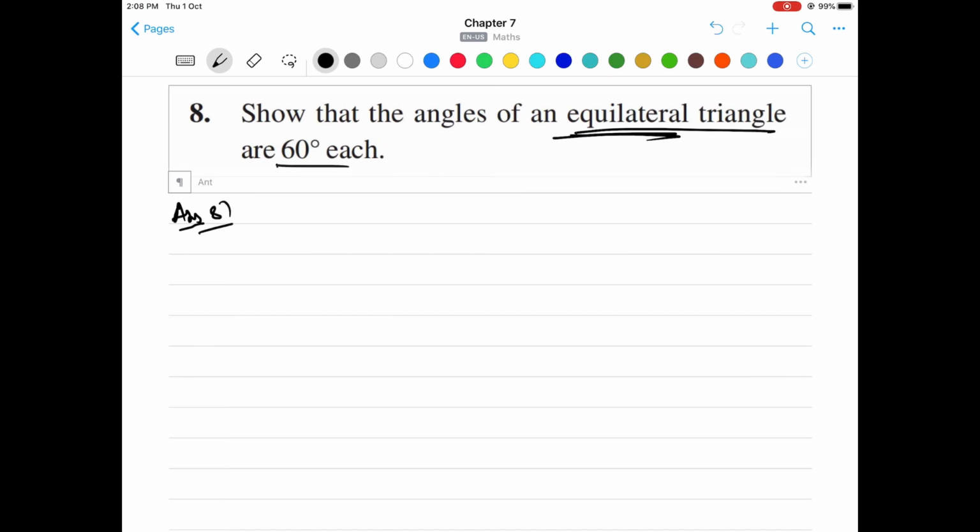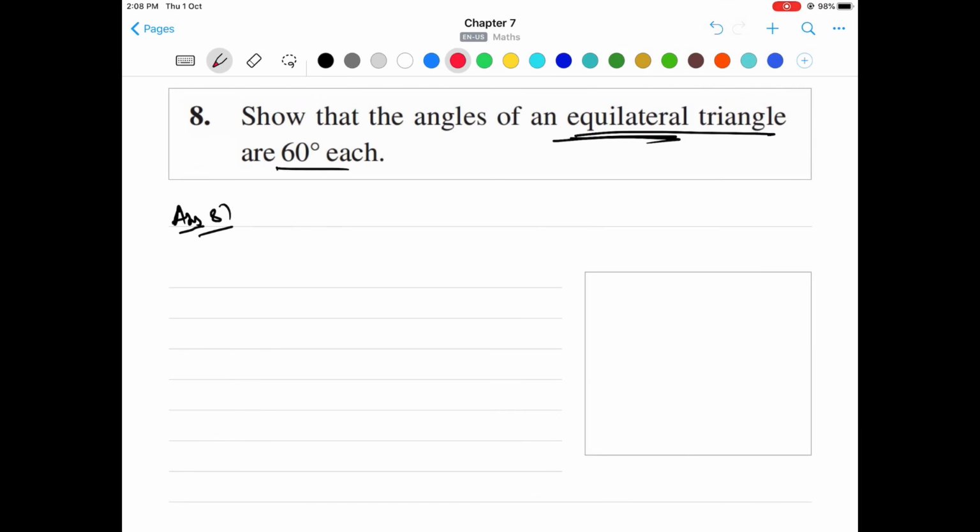Okay, we have to draw its figure also. So we'll draw an equilateral triangle. You will use pencil and scale for drawing this triangle. I'm doing it roughly. Okay, here let's name it triangle ABC, in which side AB is equal to BC equal to AC, and we have to prove that all three angles are also equal. So given will be here.